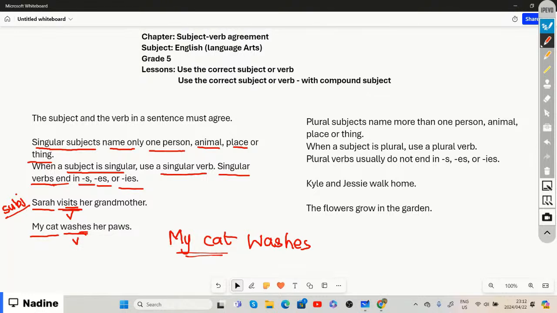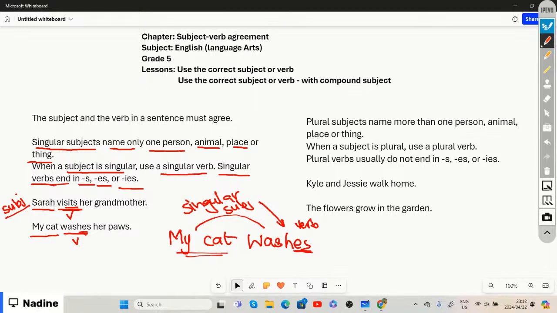So a singular subject goes with a verb that ends with either s, es, or ies. That is the singular verb that agrees with it. So my cat washes. This is a singular subject, and this is a singular verb.